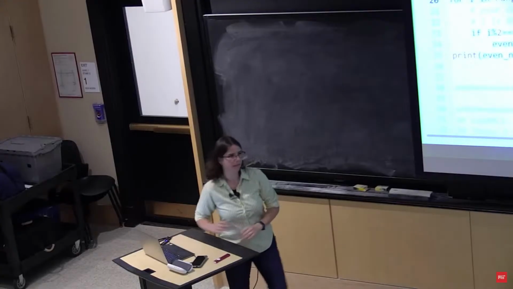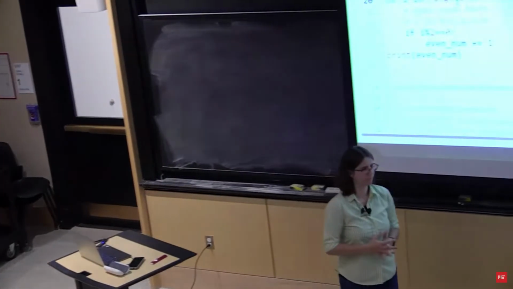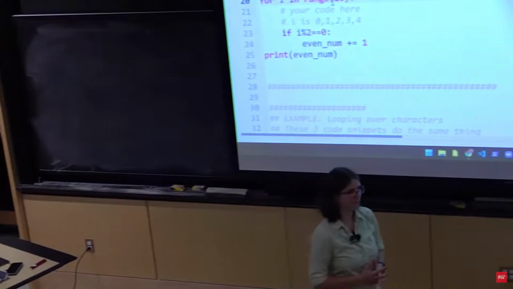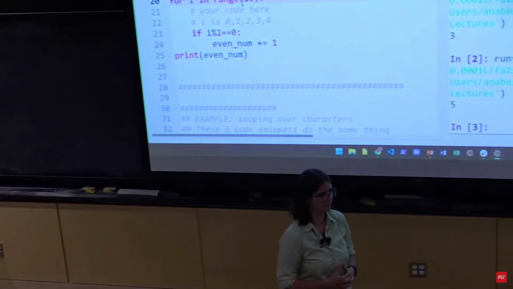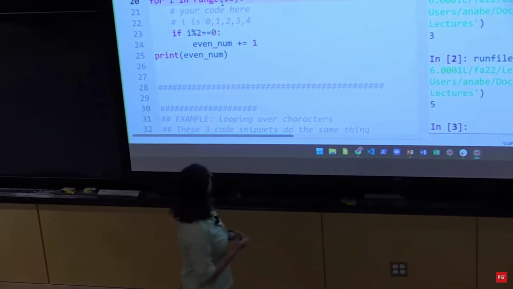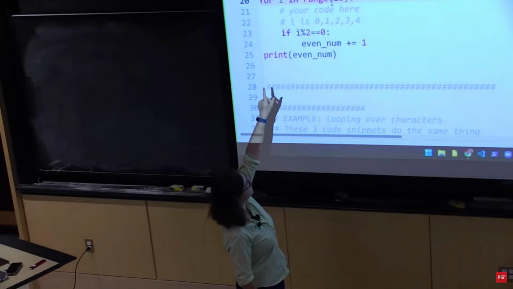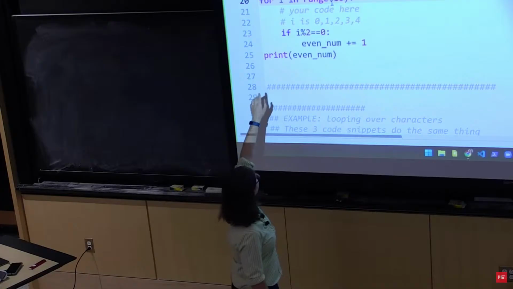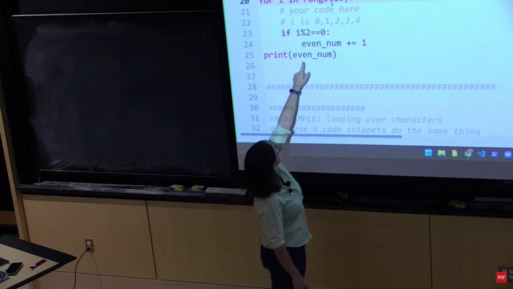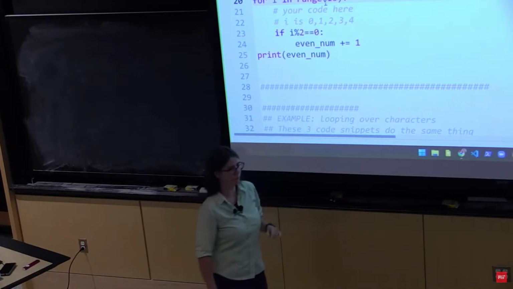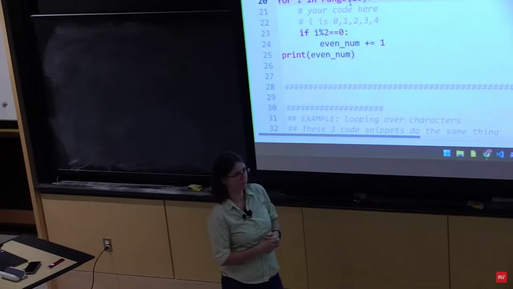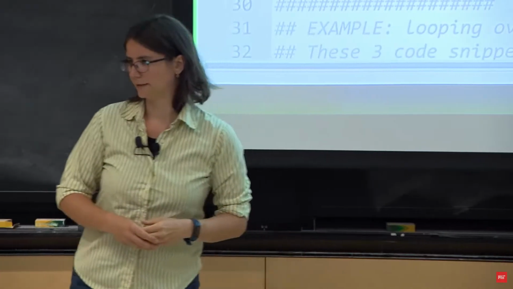Questions about, yeah, please. Is there anything I should look out for if mine prints out 2 instead of 3? So if you're undercounting, maybe did you initialize even nums to something else? Or maybe this is not incrementing right, or maybe the range is different? I'll try the range of 2. Yeah.